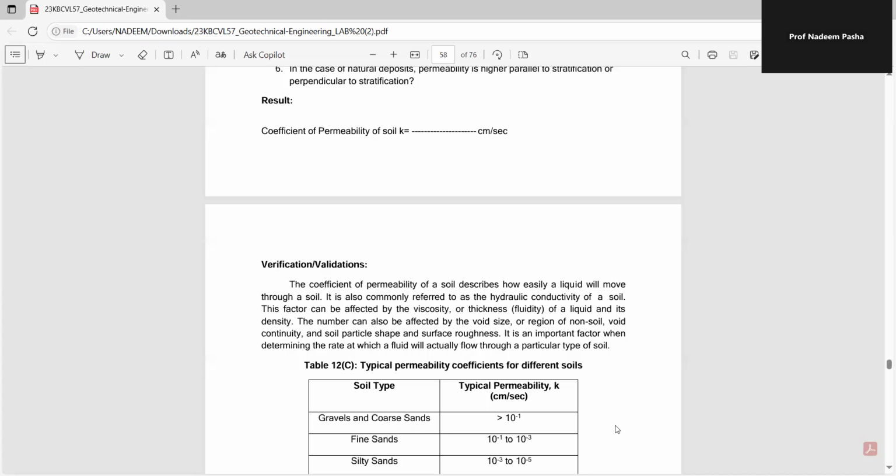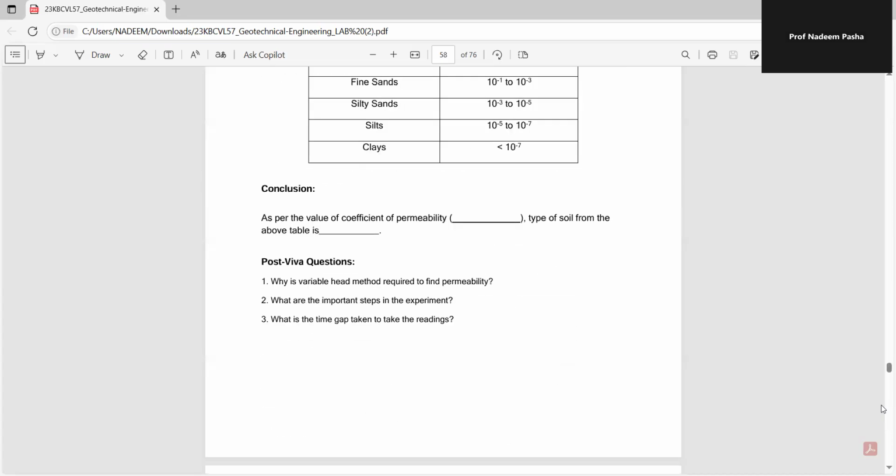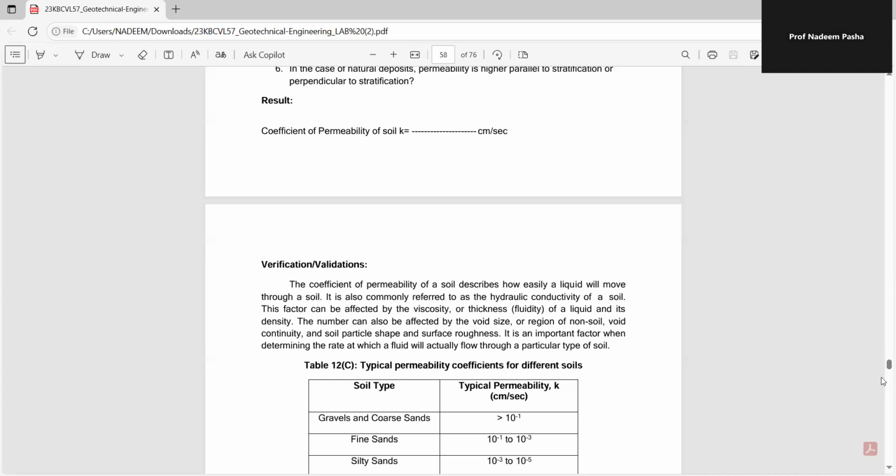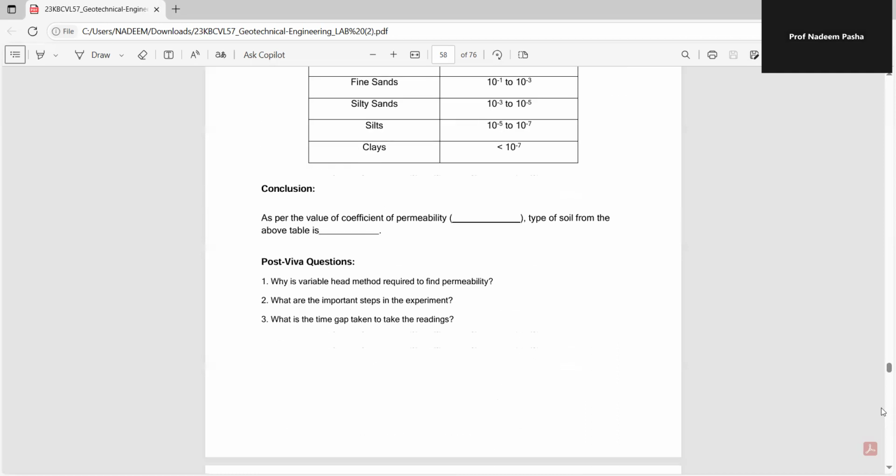Typical permeability coefficients for different soils. Soil type and typical permeability values. Gravel and coarse sand, greater than 10 raised to minus 1. Fine sand, 10 raised to minus 1 to 10 raised to minus 3. Silty sand, 10 raised to minus 3 to 10 raised to minus 5. Silts, 10 raised to minus 5 to 10 raised to minus 7. Clay, less than 10 raised to minus 7. Conclusion. As per the value of coefficient of permeability, fill in the soil type yourself from the above table.